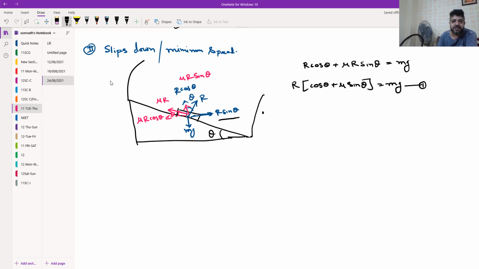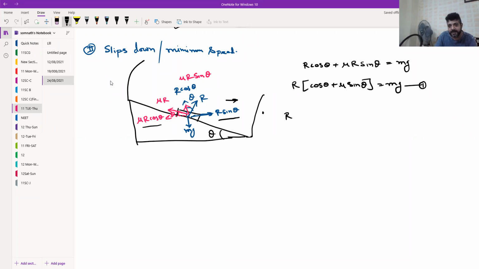As this is the center, this is your one force, this one is your other force, and they are in opposite directions. In between these two forces, the resultant force is acting towards the center. That means obviously this force is greater than this one, then and only then the resultant force is acting towards the center. So we can say obviously r sin theta is greater than mu r cos theta. That's why the net force is acting towards the center.